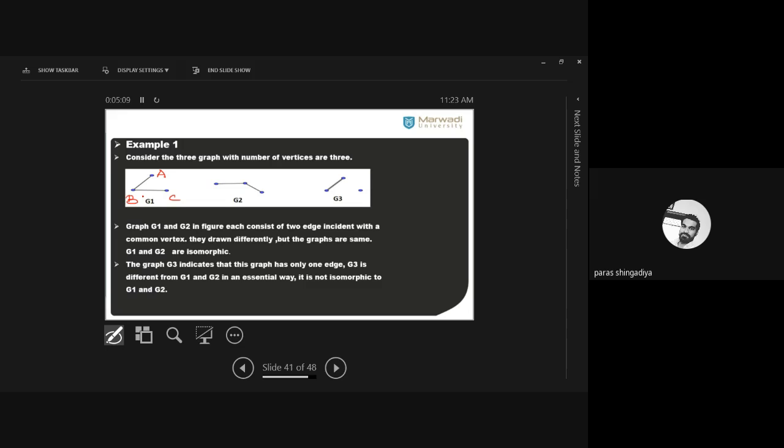So now find such a place in the second graph whose vertex degree is 1, and that should be adjacent with one more vertex whose degree should be 2. Again, find such a vertex in the second graph, which will be the image of A, and that should be adjacent with one more vertex whose degree should be 2.